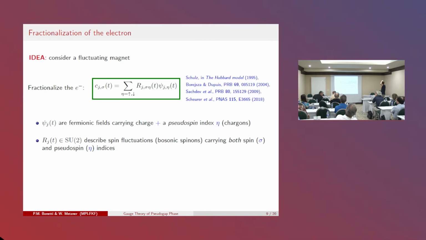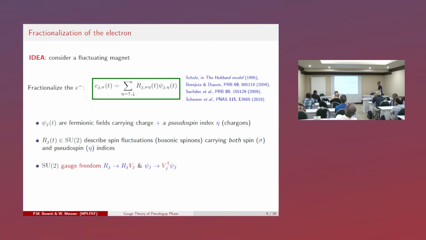So yeah, we have this decomposition, the C operators, that's on the level of functional integral. The C operators, these are the real electrons, and each is written as a product of some SU2 rotation and what are called chargons. These are also fermions. They carry a pseudospin index, and this rotation allows me to treat these fluctuations of the spin, which I do not have in the mean field theory. So that's described in here.